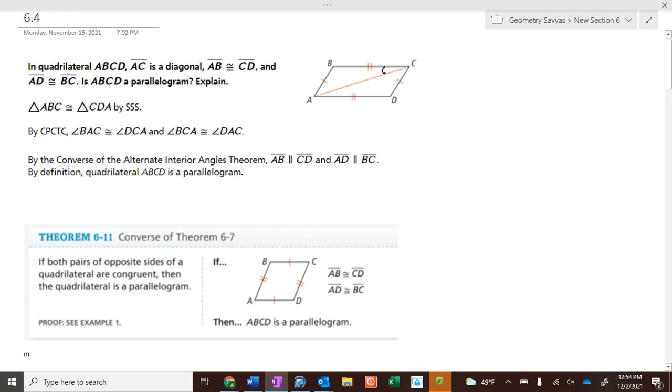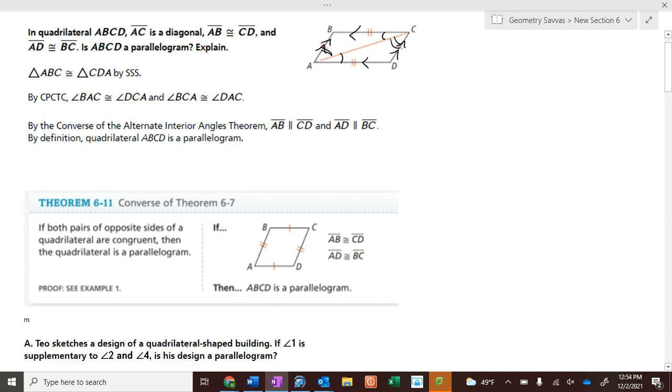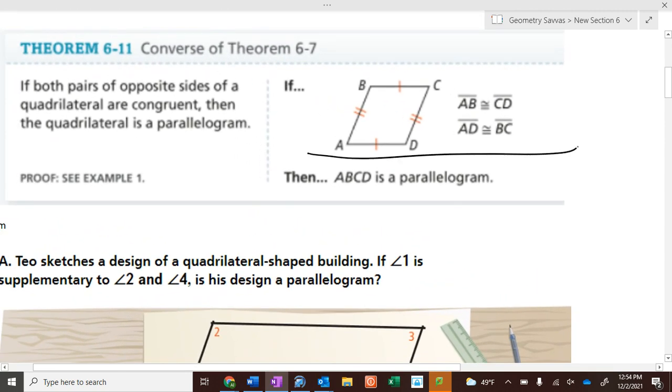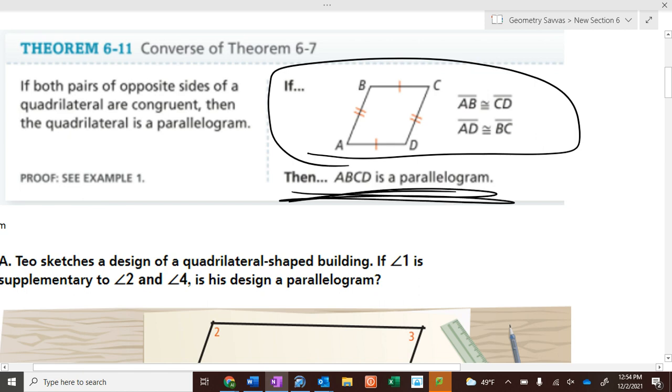Well, yes, because if this angle is congruent to this angle, that means this line is parallel to this line. And if this angle is congruent to this angle, that means this line is parallel to this line, and thus I have a parallelogram. Okay? So if we have opposite sides that are congruent, then we have a parallelogram.